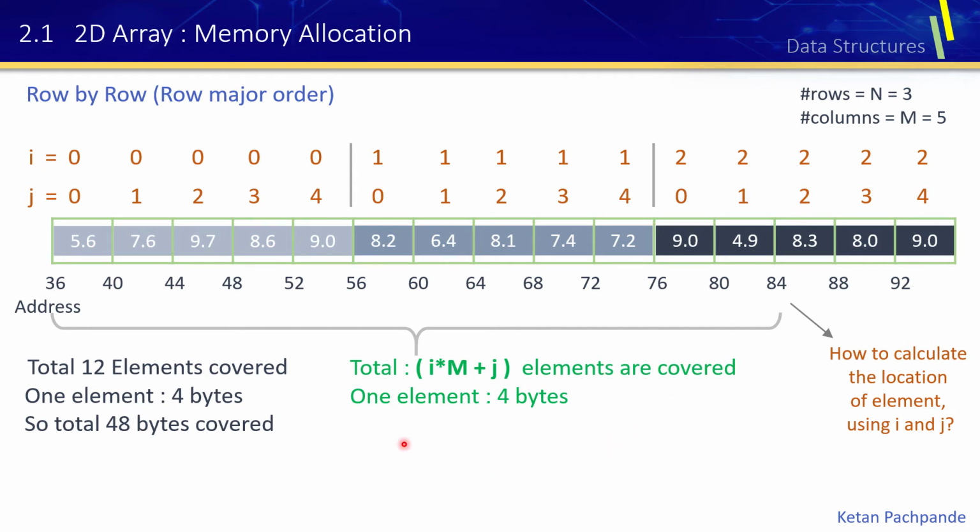So if I put it in the formula, it is nothing but i into m, that is the total number of elements, into the size of each element, considering here 4. In your case, if your data type is different, then you need to multiply by the size of one element.